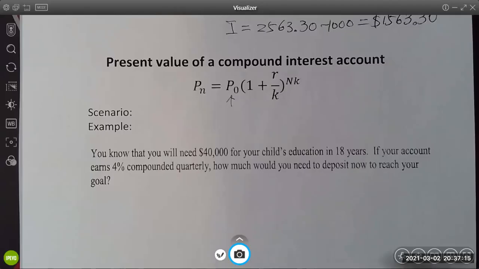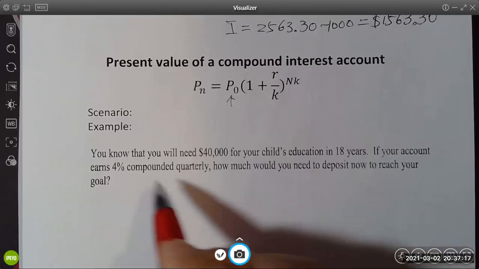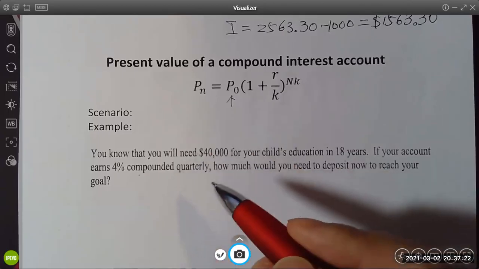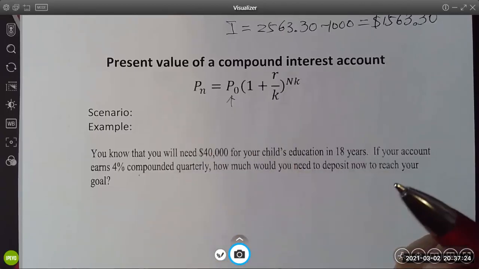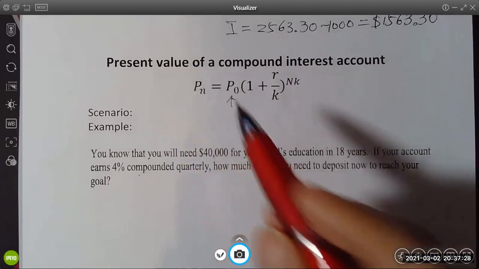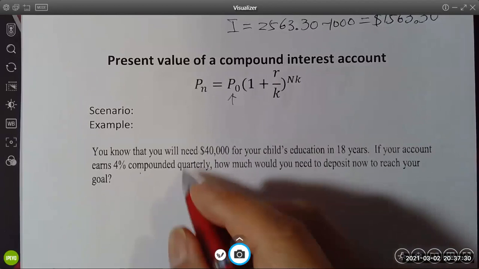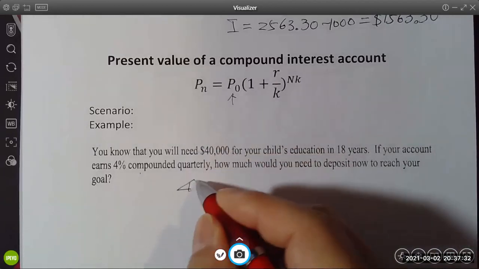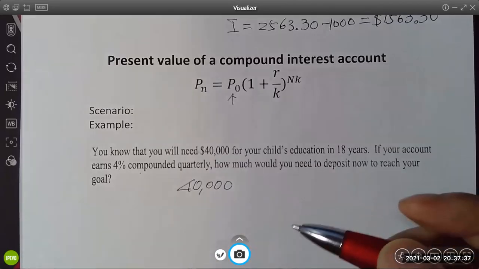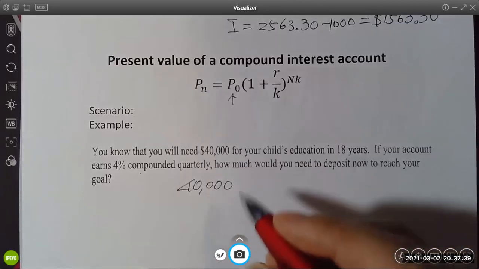Okay, let's do that. First, we realize this is a compounding account, and we also realize this number given is the future value, and we're looking for the current value, the deposit amount. So in other words, in this formula, we're solving for P0. So we just plug in numbers, the future value is 40,000. After we understand what kind of problem we have, the calculation part actually is the easy part.